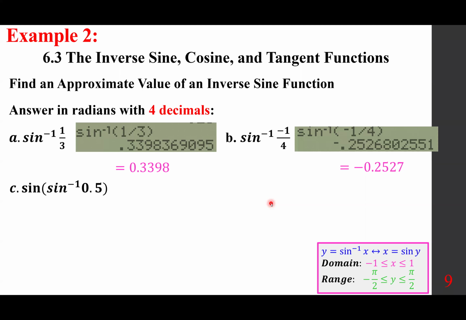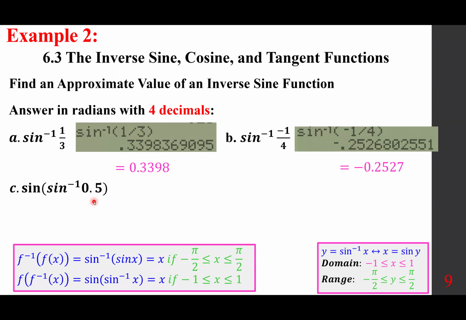All right, so we are going to go with the composite function, f of f inverse of x, and reminding everyone that f inverse of f of x is equal to x, and f of f inverse of x equals x. In this case, if we look at sine inverse of sine x, this x belongs to sine, and it has to be between these two numbers, minus pi over 2 to pi over 2. Pay attention to the inner function. In this case, the inner function is x.